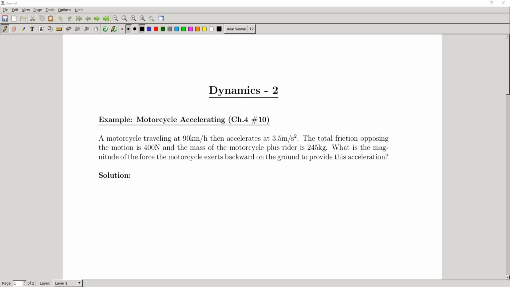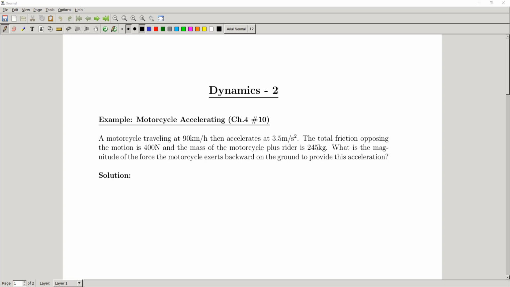Okay, in our previous video, we started talking about dynamics. We introduced the idea of forces. We then moved on to talk a little bit about Newton's three laws. We did a couple of examples there, and toward the end of the video, we talked about Newton's third law of motion, symmetry and forces.